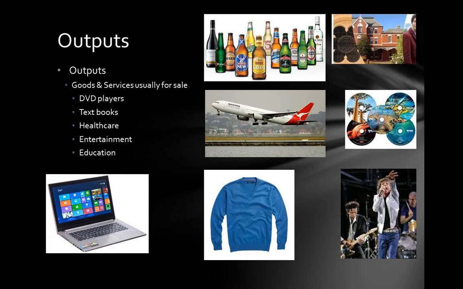And lastly, we have the outputs. Outputs refer to the end results of an organisation's efforts, the service or product that is delivered or provided to the customer. This can be goods and services usually for sale. For example, DVD players, textbooks, healthcare, entertainment, education, and so on.